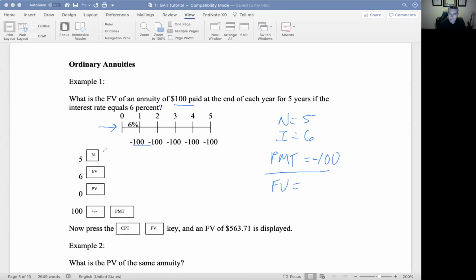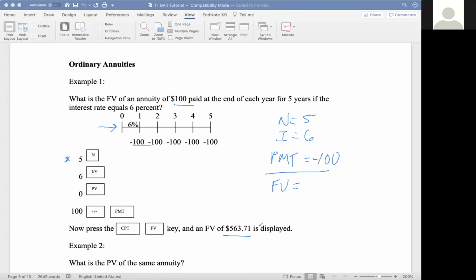So you're going to want to put this into your calculator just like this. You'll hit 5, and then hit the N button, hit 6, and hit the I over Y button. You don't have to put this in, but you can if you want, 0 and hit the PV button, and then 100, hit the plus or minus button and hit the payment button. And then you'll press compute future value. So you should get $563.71 in the display. Did anybody get that?